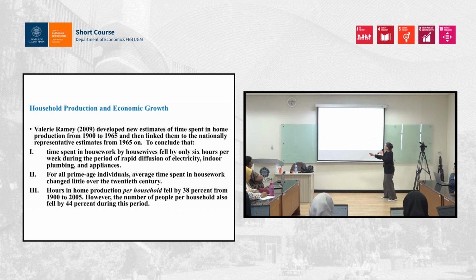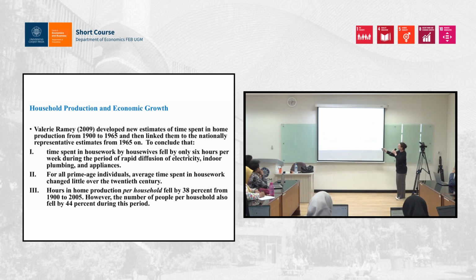So Valérie Ramey estimates that this drop in hours of household production, which is really very important, is linked to the fact that the hours of household production dropped by 38%, going from 1900 to 2005, but however, the number of people in the household also fell by 44% during this period. So she argues that the average time spent in household work has changed a little, but the main driver is the drop in fertility.